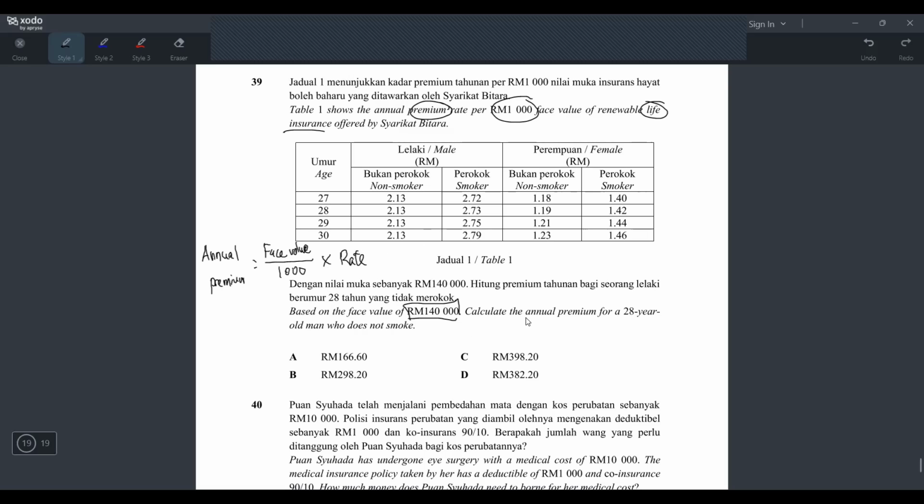Okay, so what is the face value? 140,000, divided by 1,000, because this is a rate per 1,000, and then times the rate. Which one do I have to refer to in the table? They say this is a 28-year-old man who does not smoke. So 28 years old, man, non-smoker: 2.13. So 140 times 2.13, my calculator gives me 298.2, so that's the answer.